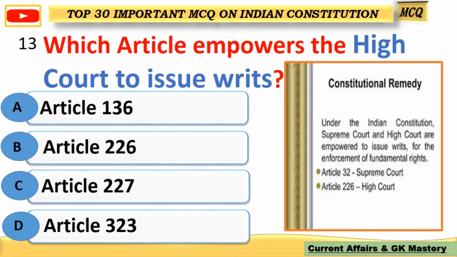Next, which article empowers the High Court to issue writs? A. Article 136. B. Article 226. C. Article 227. D. Article 323. Correct answer is B. Article 226.